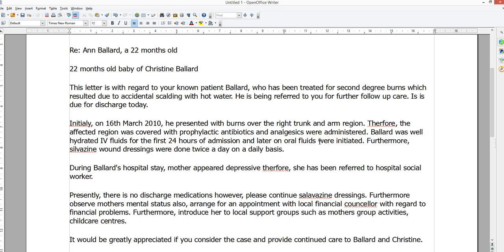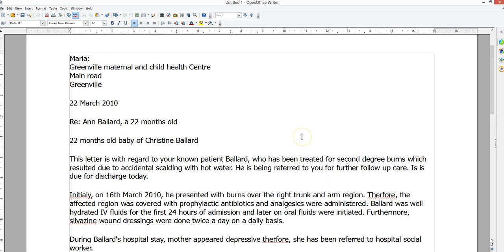Now, I don't have the case notes for this. I believe it's a nursing discharge letter. I'm just going to comment on the grammar and vocabulary. There are a few things we have to have a look at here.